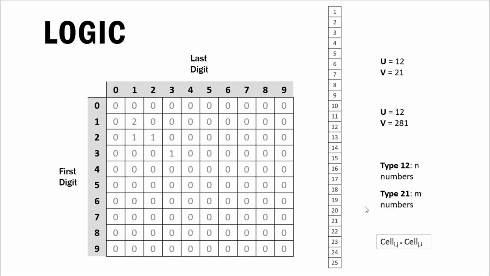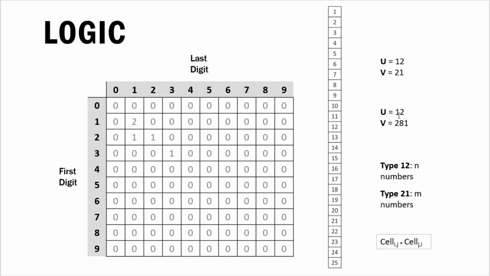Going back to our previous example, now we would like to find out how many pairs there are such that the first digit of the first number is equal to the last digit of the second number and vice versa. So let's take the example of 12 and 21. These two will form a valid pair. We can deduce that every number of category 1, 2, which means starting from 1 and ending with 2, will form a pair with every number of the category 2, 1, that is, which starts with 2 and ends with 1. For example, we can see where u is 12 and v is 281.